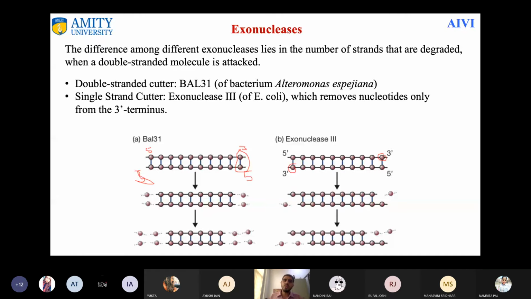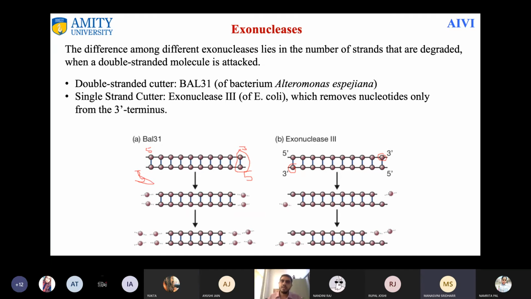So these are the exonucleases. So two types of exonuclease that we mentioned. One is producing cuts on both the strands, and one is producing a cut on a single strand. They are not producing cuts on the double strand, meaning they are not breaking both the phosphodiester bonds of the two strands of your DNA. Okay, is it clear?